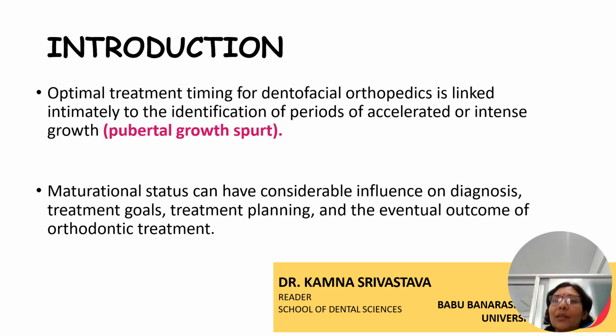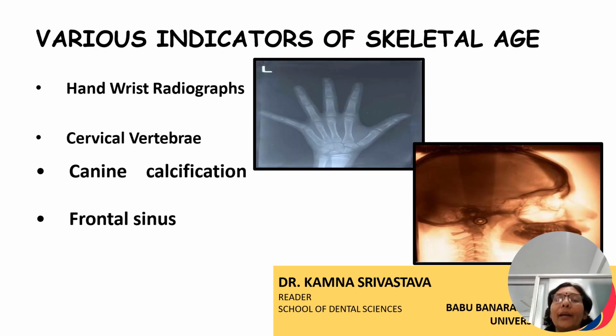that is, if a camouflage is not possible, say for class 3 malocclusion, we would like to go for an orthosurgical procedure. So we would have to see what the pubertal growth status is, what the growth status is, so that growth has to be completed when we go in for any orthosurgical procedures.